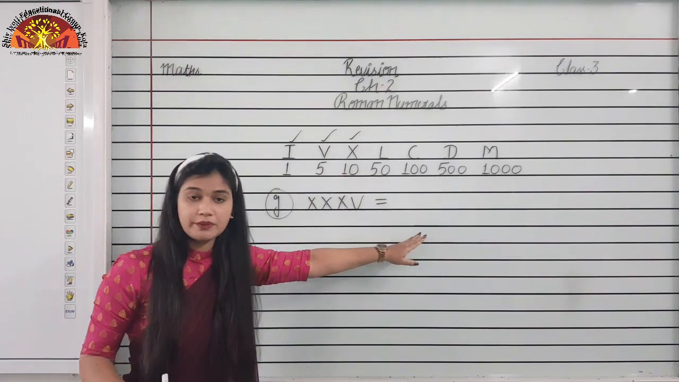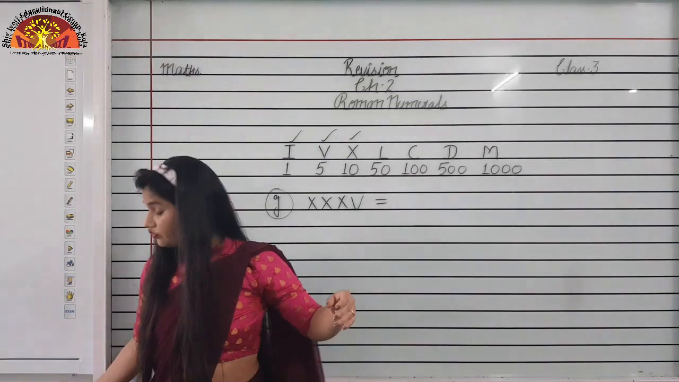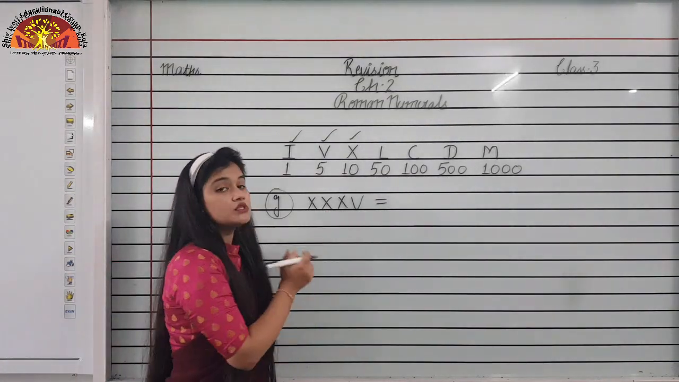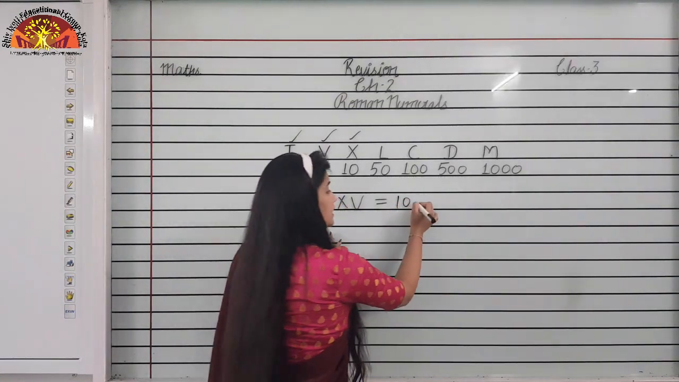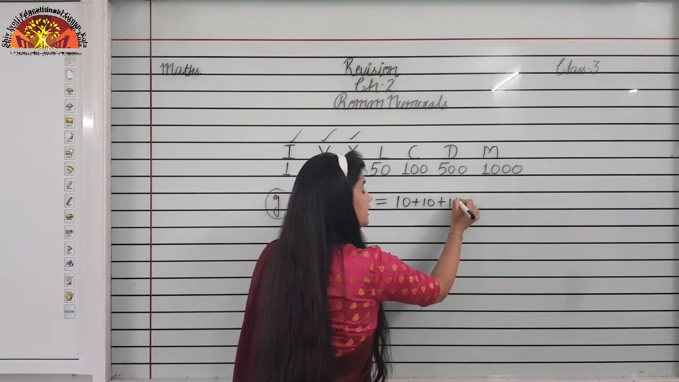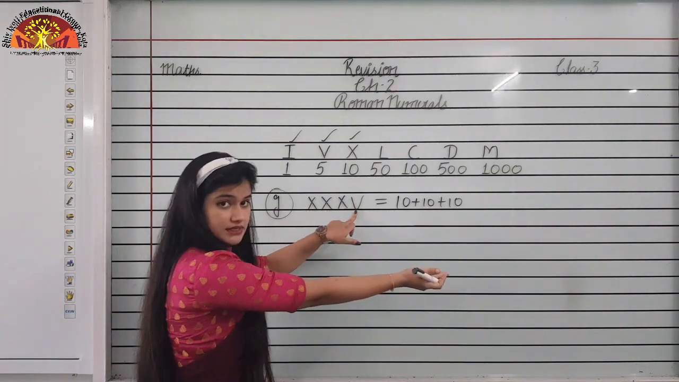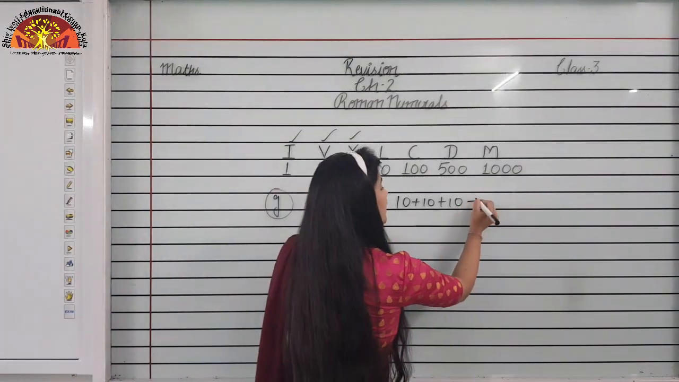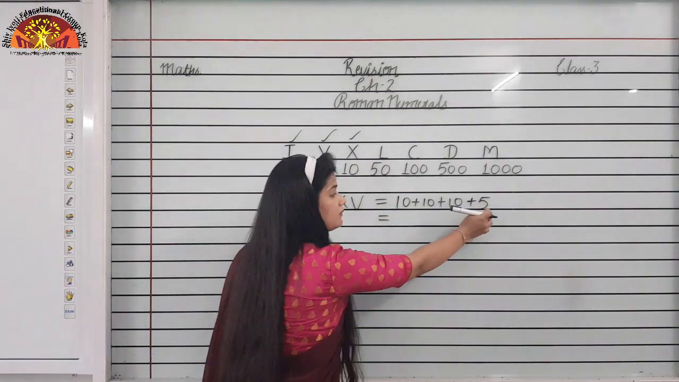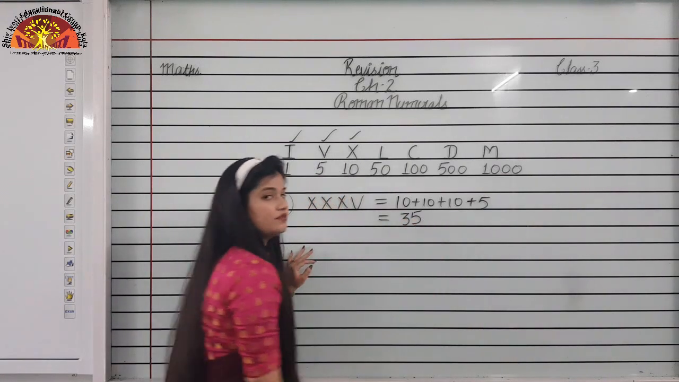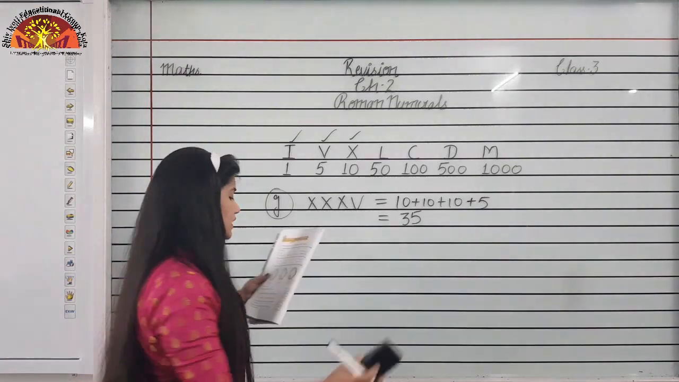हमें इसे किसमें convert करना है? Hindu-Arabic numeral में we have to convert it. So now as I have told you, we can see 3 times X. So what is the value of X? The value of X is 10. 3 times X means they are repeating. तो हम क्या कर देंगे? इनको add कर देंगे. 10 plus 10 plus 10. Then we can see V, and V is coming right hand side, ये right side पर आ रहा है. So we have to add 5. Now this will become 10 plus 10 plus 10, 30 plus 5 will be 35. Is it clear students?